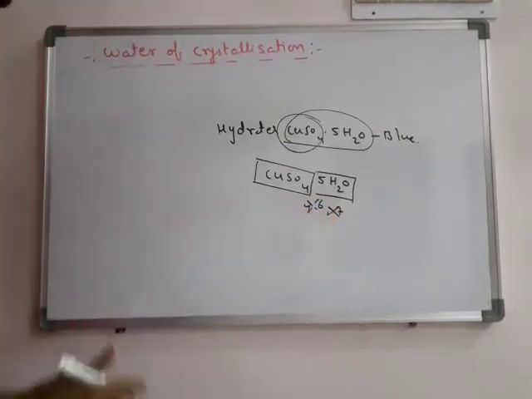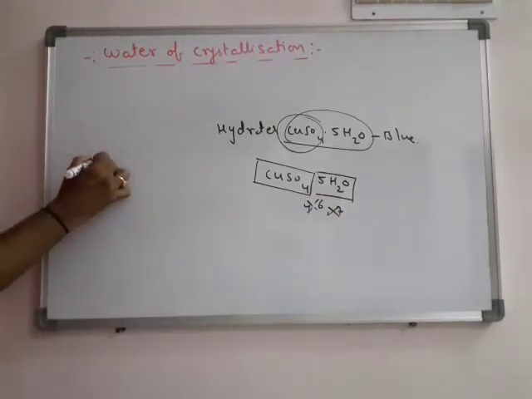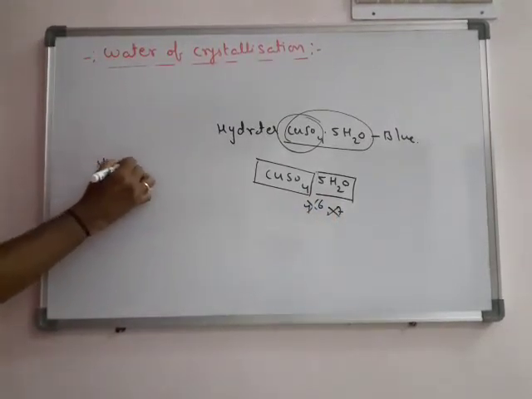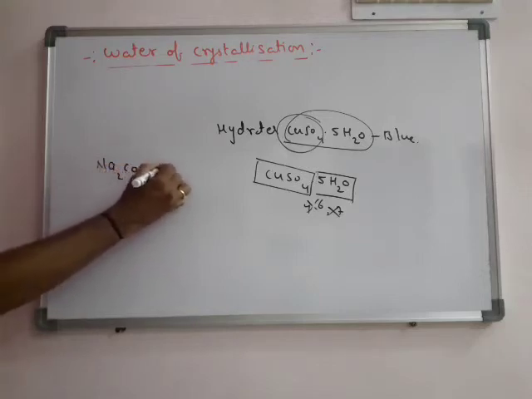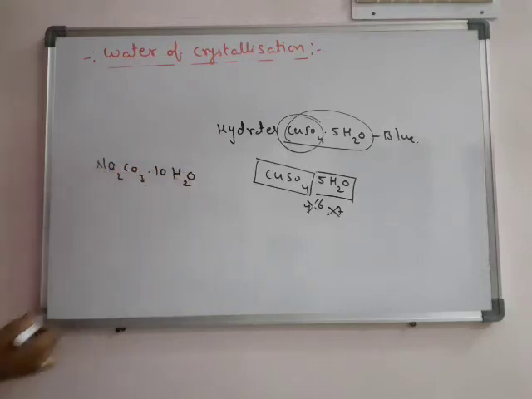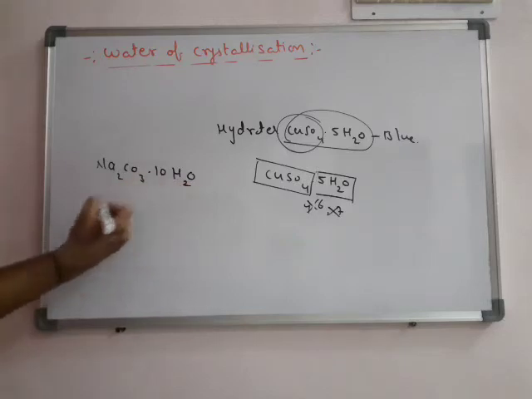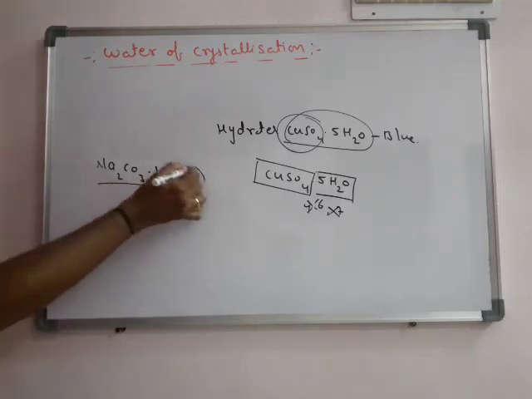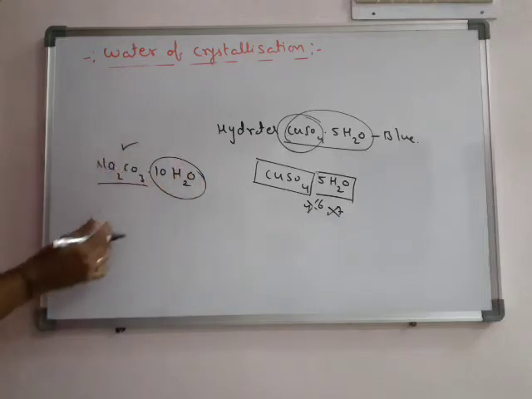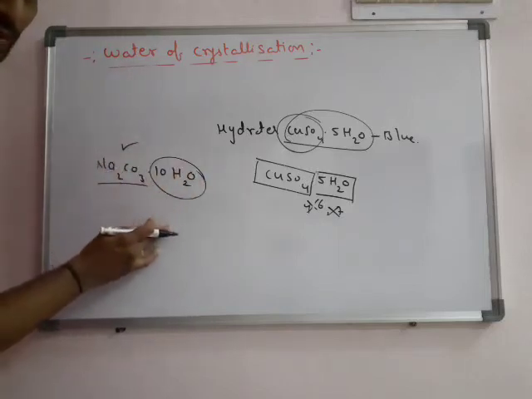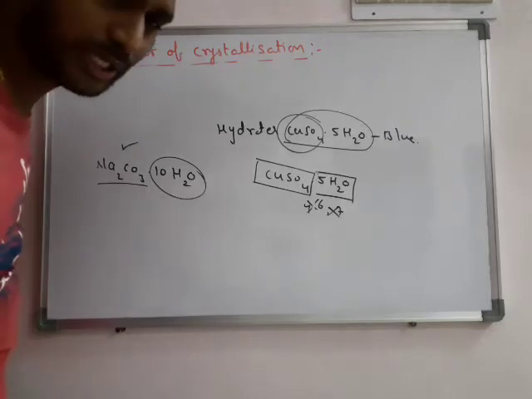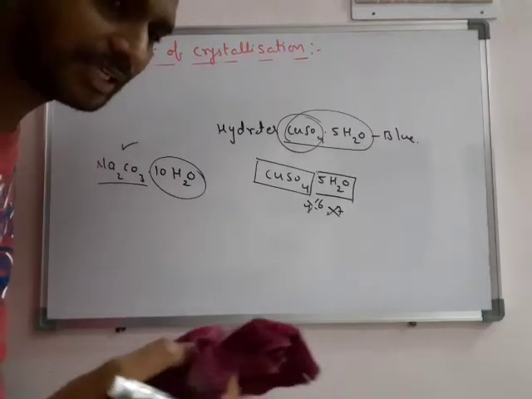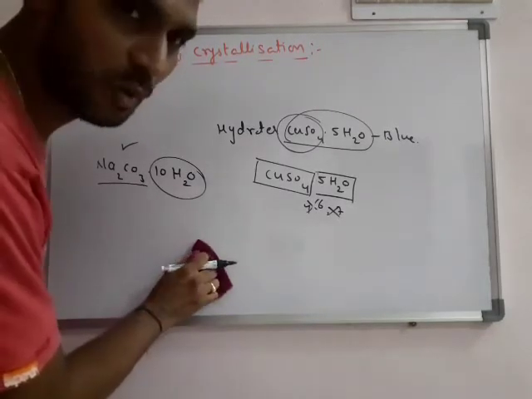Okay, copper sulfate 5H2O. If you take washing soda, sodium carbonate 10H2O, this is called washing soda. Here 10H2O is fixed for sodium carbonate. Some have 7H2O, some have 1H2O. So different salts have different combinations of water.